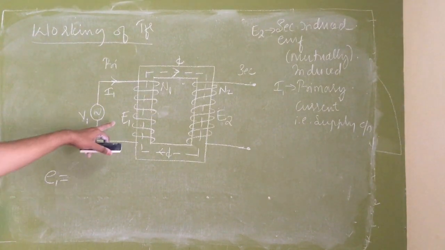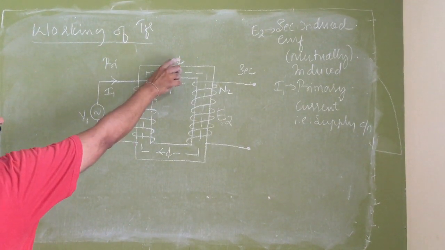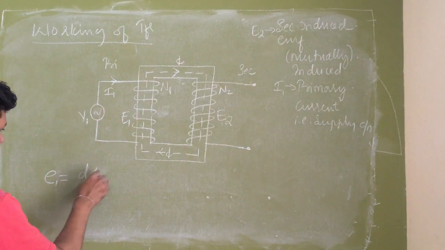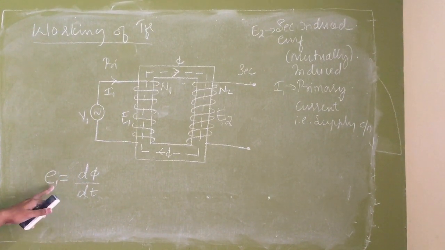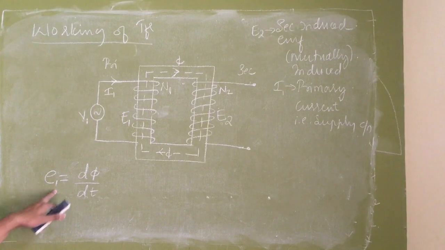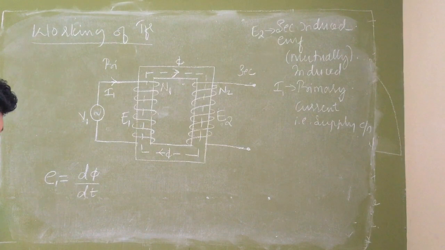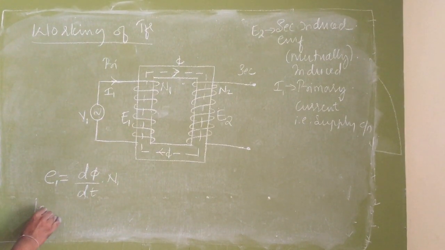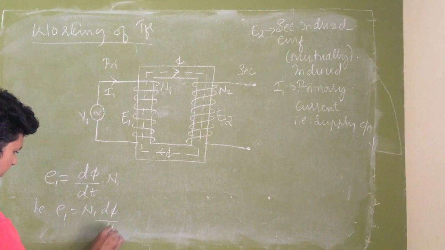E1 is the self-induced EMF. E1 is induced because of the change in flux phi linking to this coil. Therefore, I can write this as d phi by dt. But this EMF induced is not in only one turn. There are N1 number of turns in the primary. Therefore, multiply it by N1 number of turns. That is, E1 is equal to N1 d phi by dt.